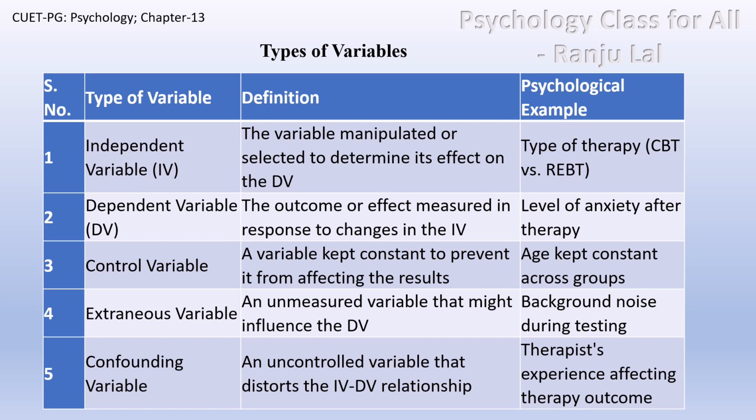Fourth is the extraneous variable. These are uncontrolled variables that may influence the dependent variable, potentially introducing errors. An example can be environmental noise during therapy sessions. Fifth is the confounding variable. That is an extraneous variable that is related to both the independent and dependent variable, and it distorts the apparent relationship between them. An example can be therapist's skill, actually therapist skill level that affects the therapy outcomes.